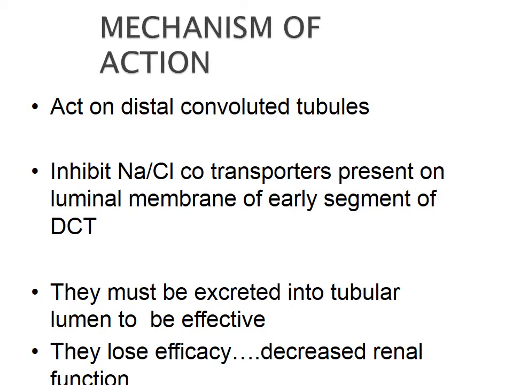Now, what is the mechanism of action? As I told you, they usually act on the distal convoluted tubule, the part of the nephron, like this. That is the distal convoluted tubule. They inhibit the sodium chloride co-transporter that is present in the luminal membrane of that early segment. At that luminal membrane there are channels which are sodium chloride co-transporters, and they basically inhibit that. They must be secreted into the tubular lumen to be effective. They lose efficacy in decreased renal function. So if the renal function is decreased, their effect is going to decrease.